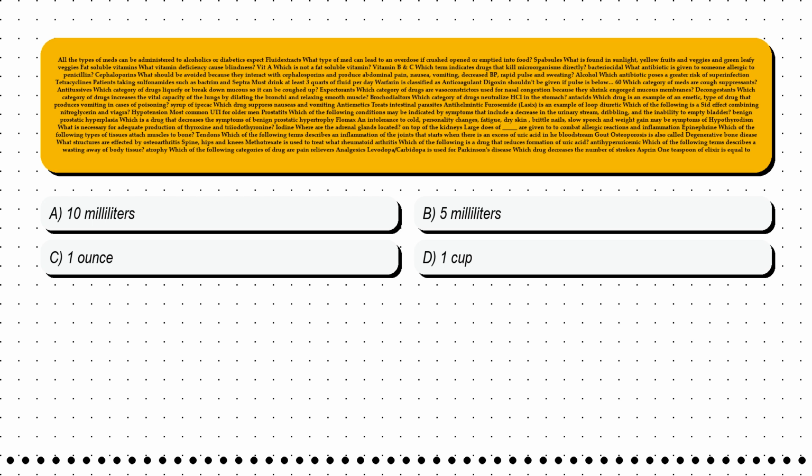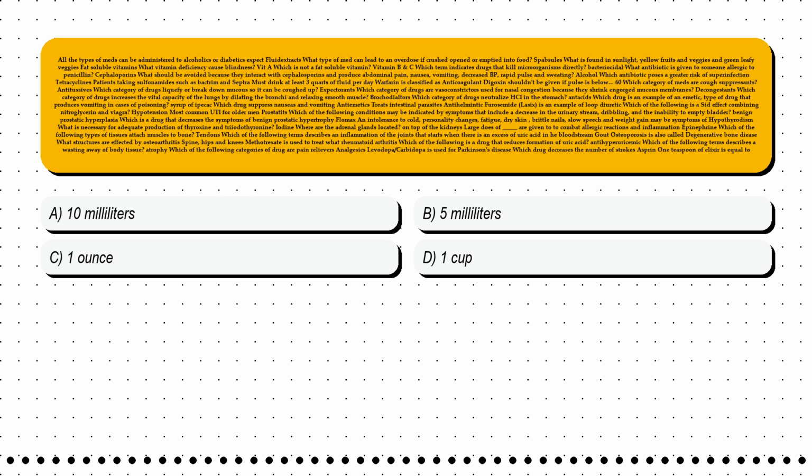Where are the adrenal glands located? On top of the kidneys. Large doses of blank are given to combat allergic reactions and inflammation. Epinephrine. Which of the following types of tissues attach muscles to bone? Tendons. Which of the following terms describes an inflammation of the joints that starts when there is an excess of uric acid in the bloodstream? Gout. Osteoporosis is also called degenerative bone disease.